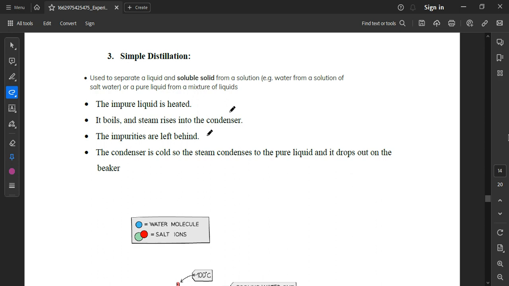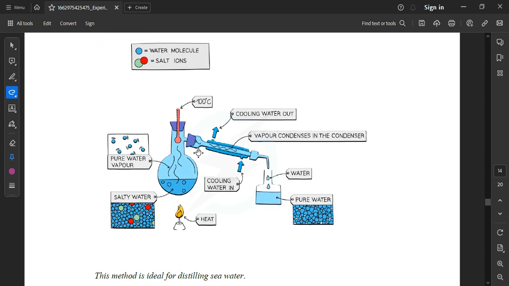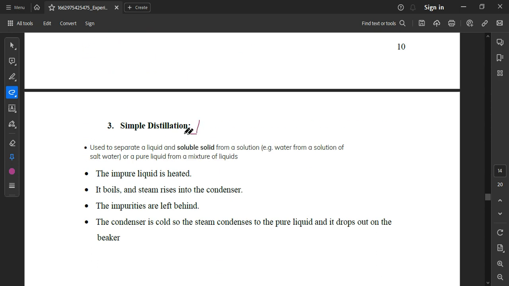Simple distillation. This is what it looks like. Remember simple distillation, as it comes very handy. It is used to separate a liquid and a soluble solid from a solution. Example: water from a solution of salt water, or pure liquid from a mixture of liquids.